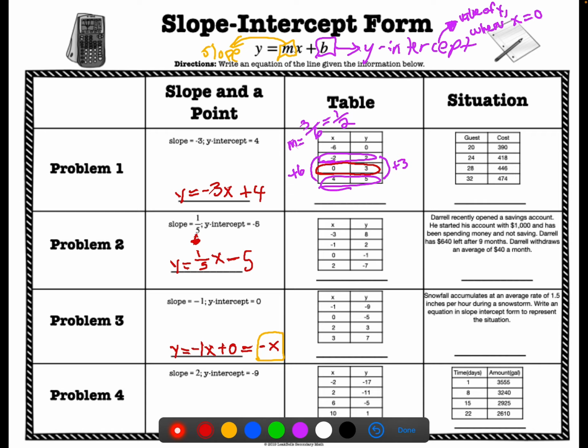And that's our y-intercept. So when we write this equation, we have y equals 1/2 x. And we write 1/2 because that's the slope. And then our y-intercept is 3, so we write plus 3. And we're done.